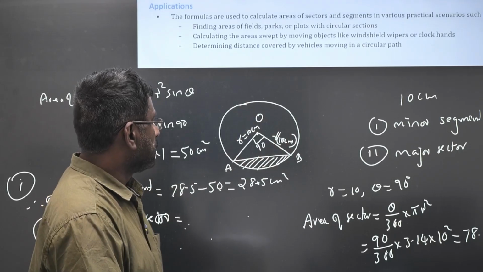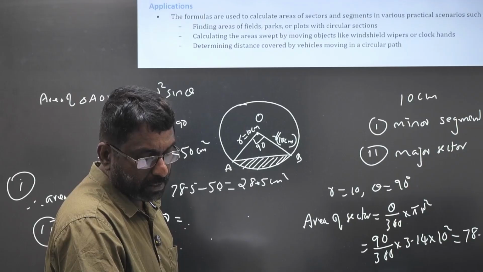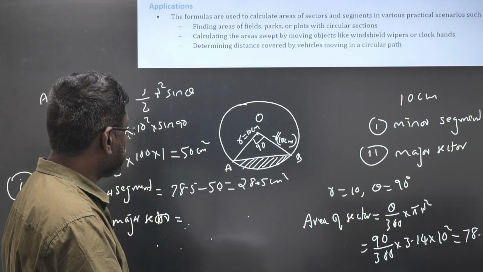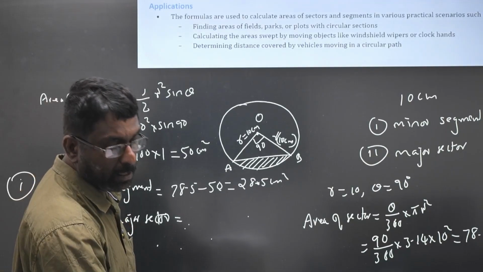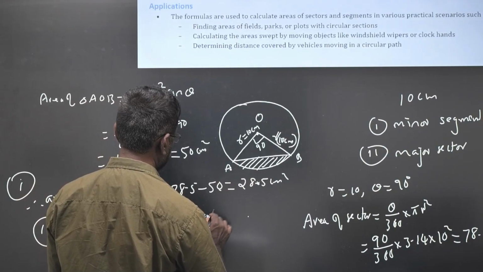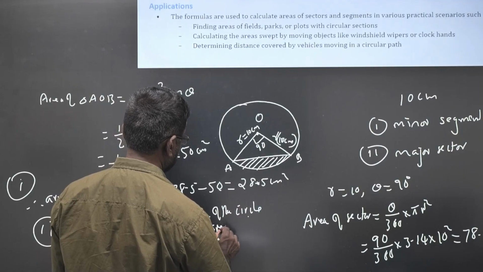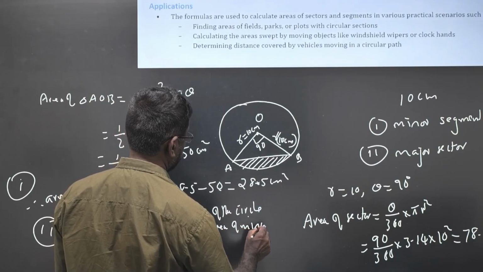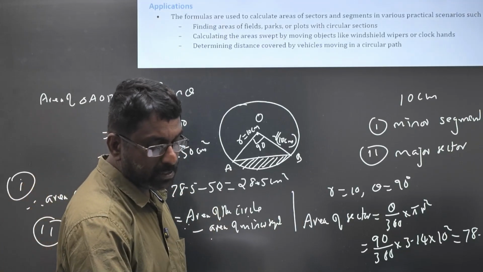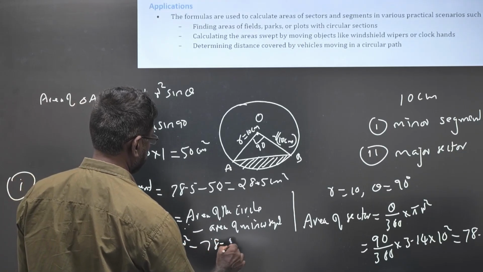What is the total angle of the circle? Area of the circle, total area of the circle, that is area of the circle minus area of the minor segment. That is the formula. What is the area of the circle? Pi r square. Pi r square minus 78.5.